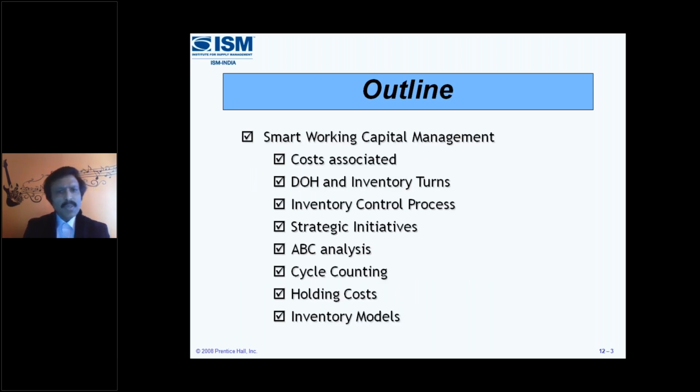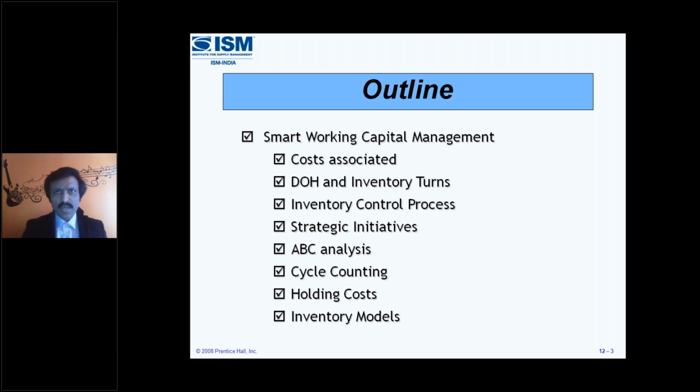In smart working capital management, there are various aspects. We will touch upon the most important topic, that is inventory control, inventory management. We are going to discuss at length on this topic, and briefly on another area which actually controls the working capital through supply chain, that is DPO, which is called days payable outstanding.